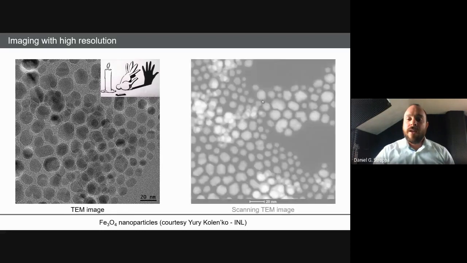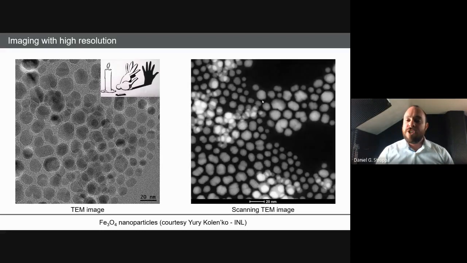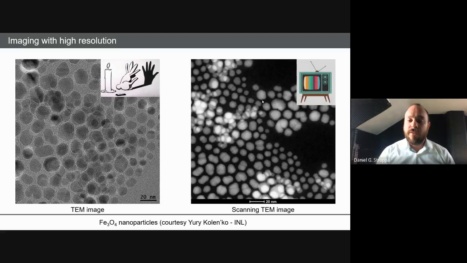Then you have scanning TEM imaging modes, where you form a small focused beam, and then you raster over the sample and collect signal point by point. And this is very similar to the concept of the old televisions with the CRT technology. Those are the imaging approaches with TEM. They're the most common ones.